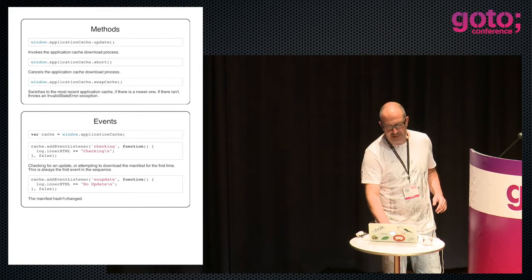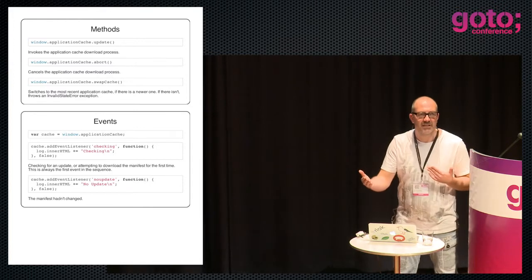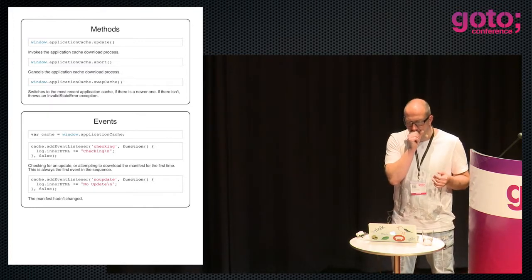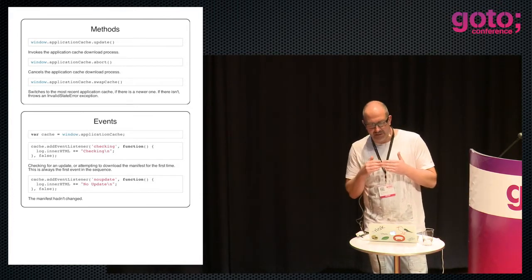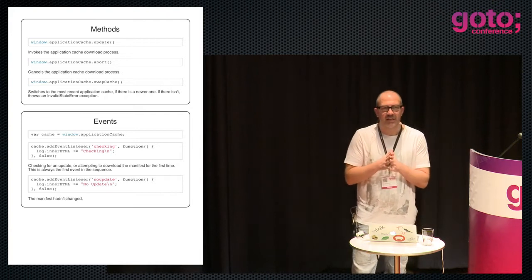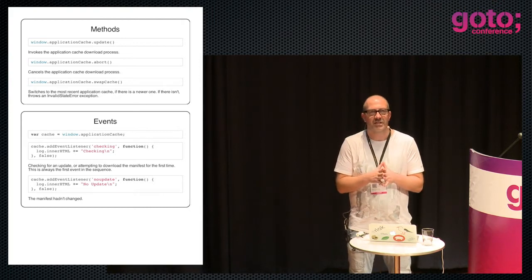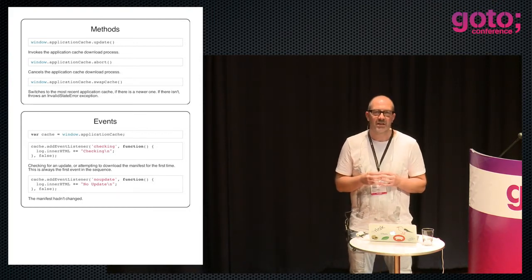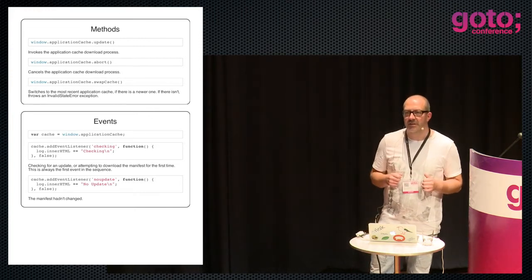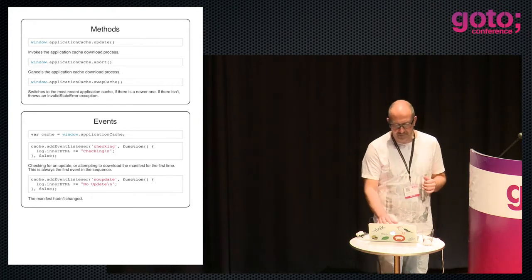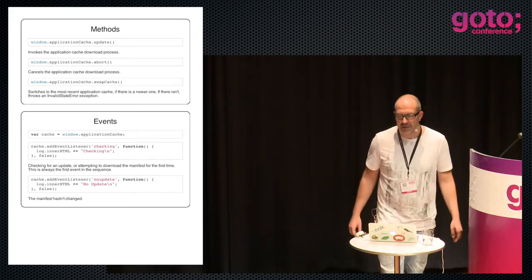There are some methods. There's an update method. When calling this update method, we will go and see if there are any changes. To see if there are any changes, the AppCache is looking for changes in the manifest file. So per definition, if the manifest file hasn't changed, there's nothing new to the cache. And if the manifest file has changed, then we will reload the whole cache. If we regret this operation, we can call abort, and then it will stop.